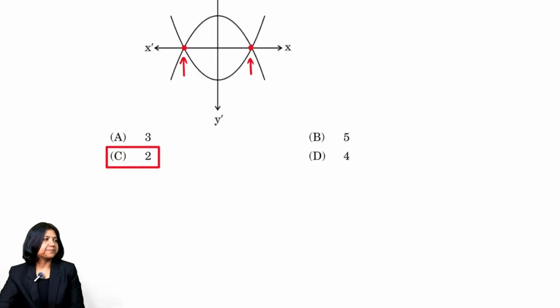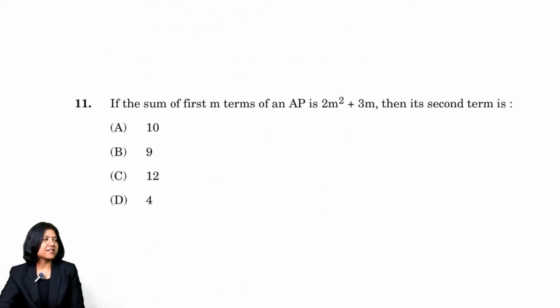Moving on. Question 11. This is really interesting. If you can get this question right, then I'm very confident that you have understood this topic, okay? If the sum of first m terms of an AP is 2m squared plus 3m, then find the second term.